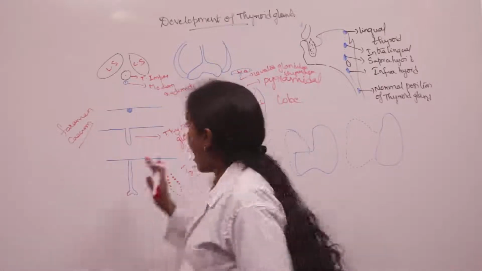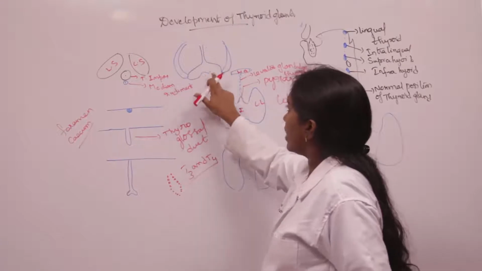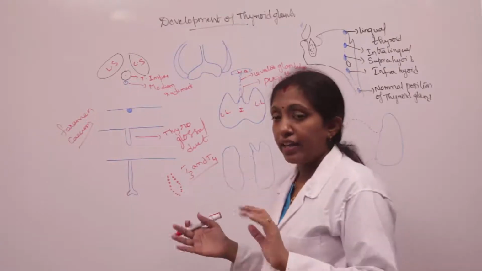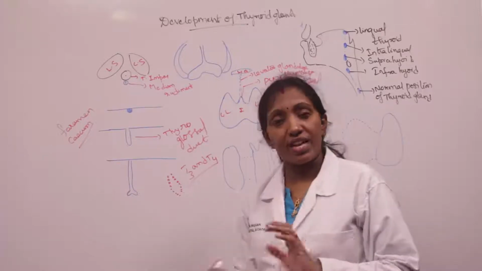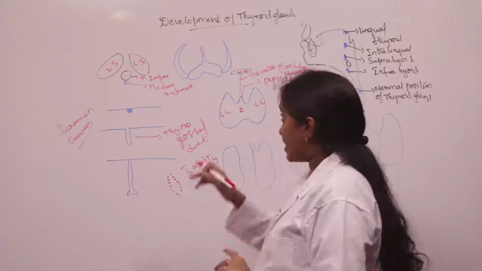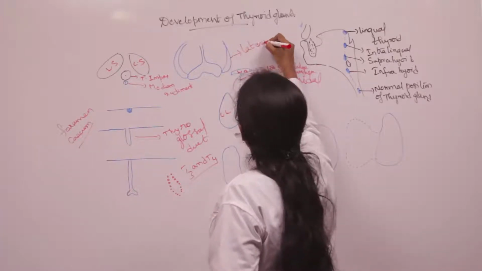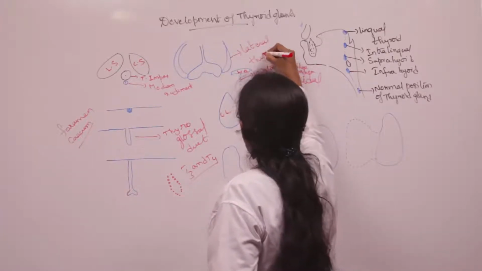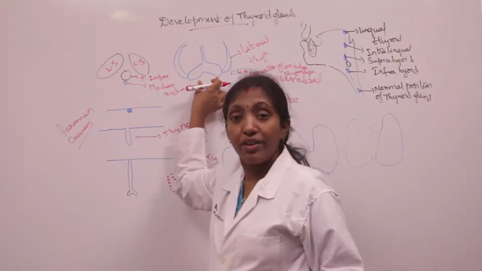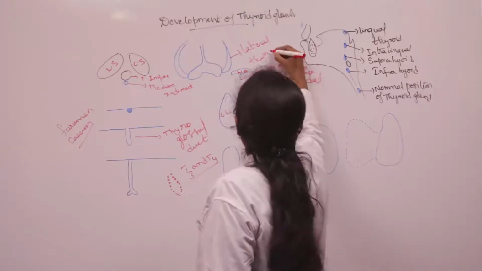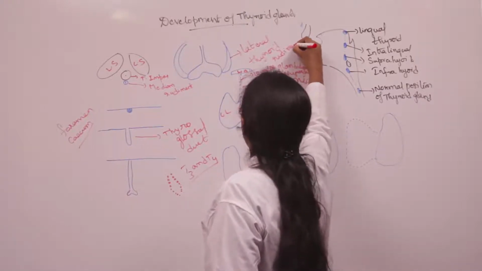And one more thing: the thyroglossal duct bifurcates here, and it gives rise to the lobes of the thyroid gland as well as the isthmus of the thyroid gland. And sometimes the lateral thyroid rudiments also, these are the lateral thyroid rudiments. We know that this is the lower part of the thyroglossal duct which bifurcates, right? So what are these lateral thyroid rudiments?